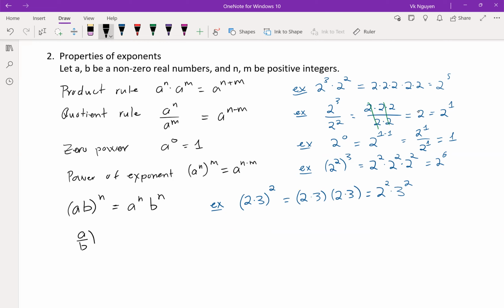A over b to the power n is a to the n over b to the n. Example. 2 over 3 to the power 2 is 2 over 3 times 2 over 3. 2 times 2 is 2 squared. 3 times 3 is 3 squared.